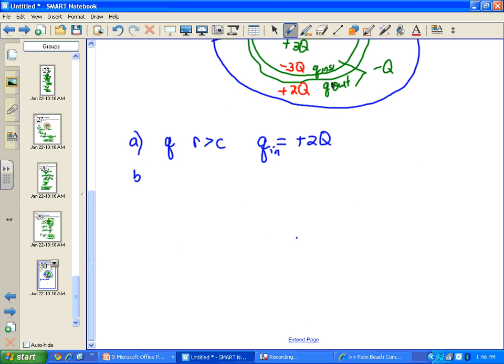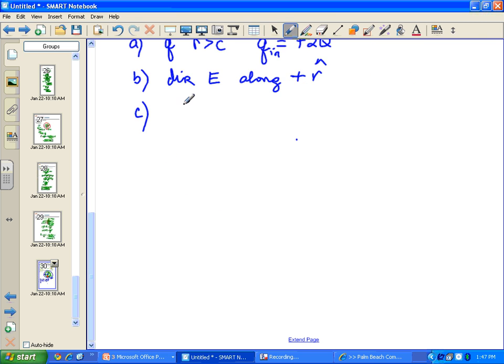The next thing we're asked to determine is the direction of the electric field out of the Gaussian surface. Because the net amount of charge inside is a positive charge, it must be that E is along the positive r hat direction. So E is radially outward. And of course we know dA will also be radially outward, and these two are parallel. So rightfully so, in part C, we're asked to determine the value of the electric field.